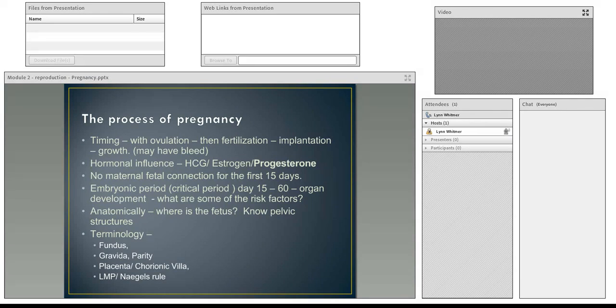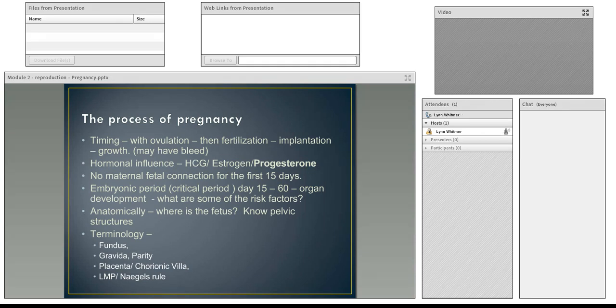First of all, I want to review with you some terminology so that as we're discussing things and I start using some terms, I want to be sure that everyone is on the same page. Fundus is the word for the top of the uterus. It is the thickest part of the uterus. It's the part that we're going to palpate antepartum, postpartum. It's the part of the uterus that pretty much starts that whole cascade of contractions when labor begins.